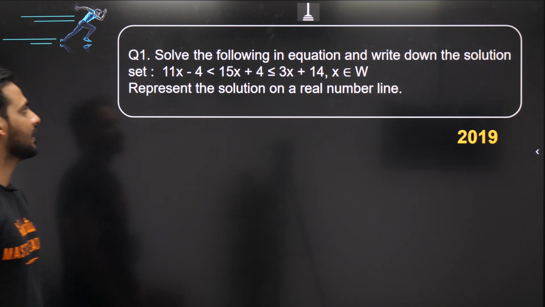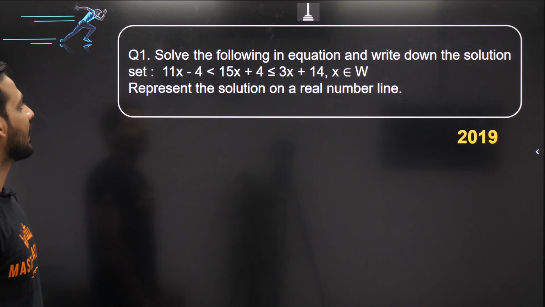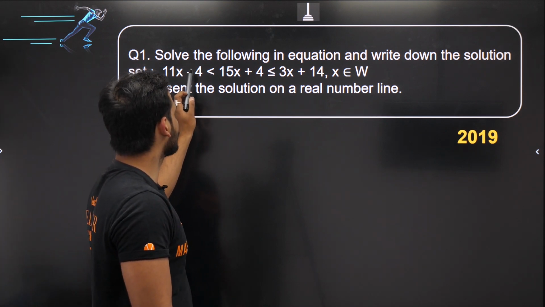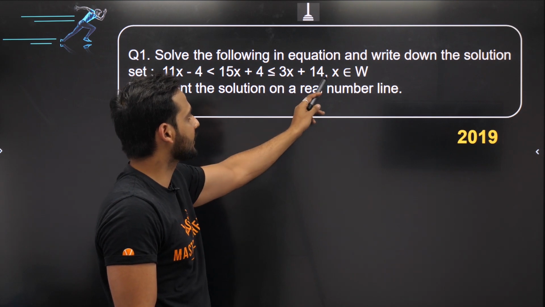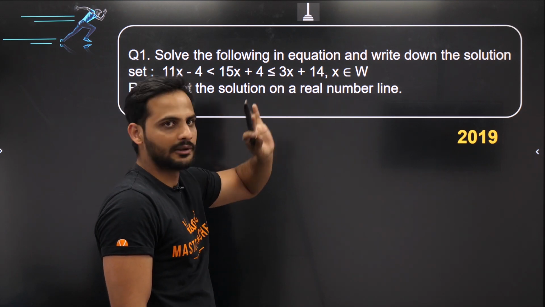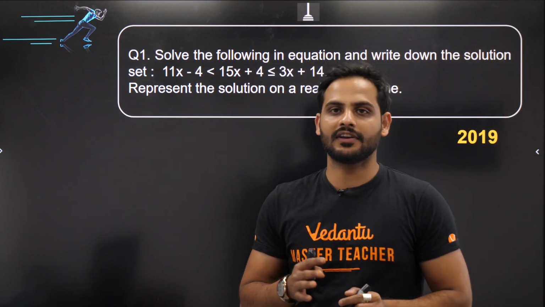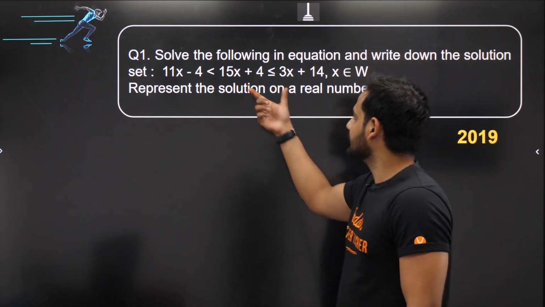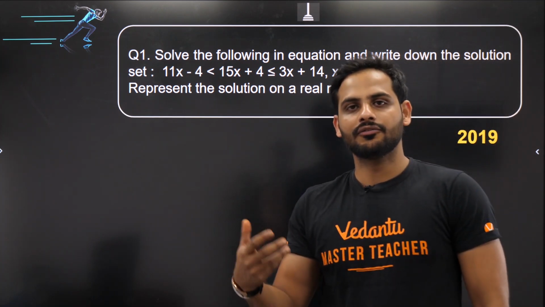The first question we have is: solve the following inequation and write down the solution. Represent the solution on a real number line. The inequation is 11x minus 4 is less than 15x plus 4 is less than or equal to 3x plus 14, where x belongs to whole numbers only. So the possible values of x are 0, 1, 2, 3, 4, 5, 6, 7, 8 and so on. We'll solve these inequalities and then find the feasible solution for x.